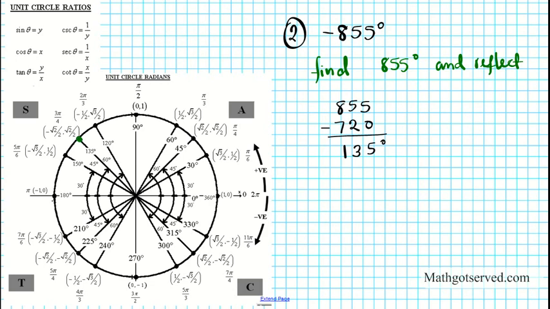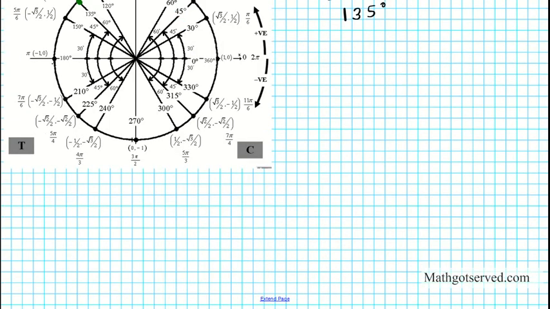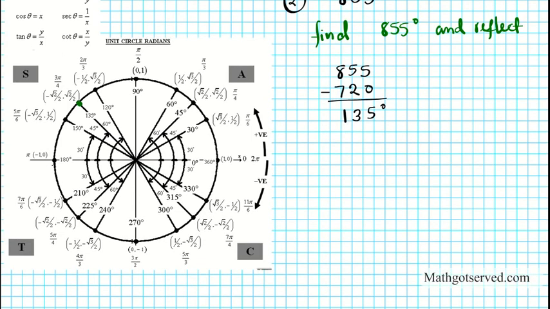So is that the angle I'm going to use? Absolutely not. We need negative 855. So since I need negative 855, what am I going to do? Well, I will reflect downwards, straight down. If I reflect straight down, 225 is coterminal with negative 855. So let's just make a side note here. Negative 855 degrees is the same thing as positive 225 degrees.